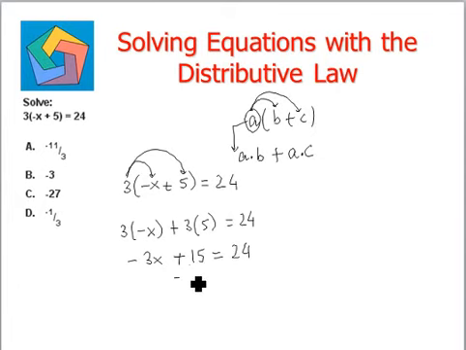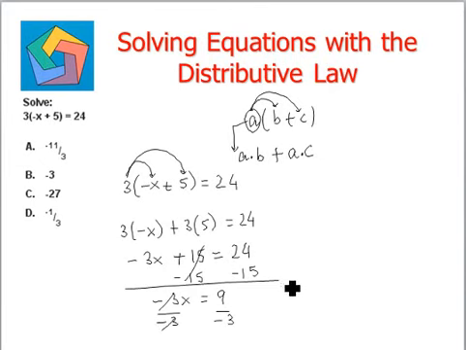For that we subtract 15 from both sides first, and this strikes to 0. We have negative 3x equals 24 minus 15, which is 9. To find out the value of x, we divide by negative 3 on both sides. This becomes 1. 9 divided by negative 3 is negative 3. So the value of x equals negative 3 is the final answer. This can be seen in option B.